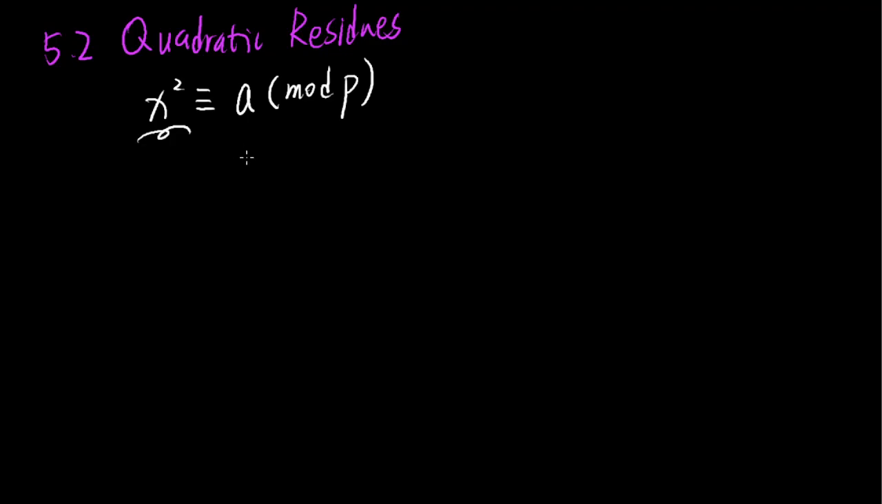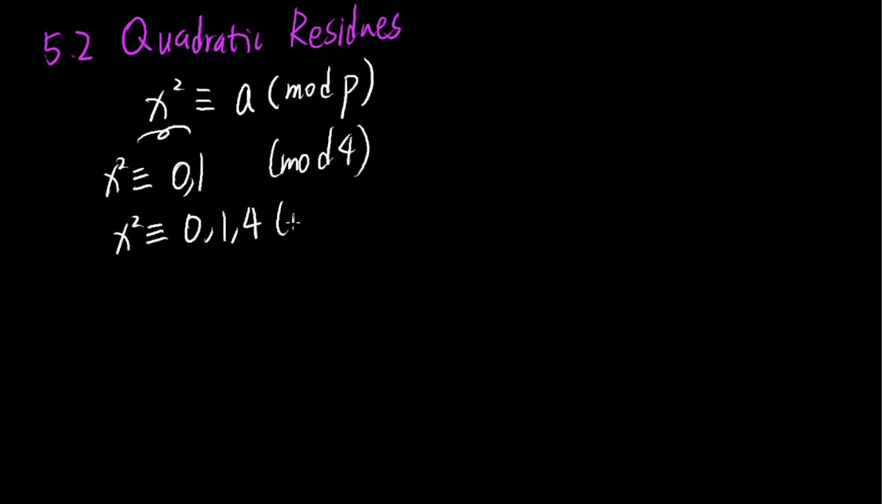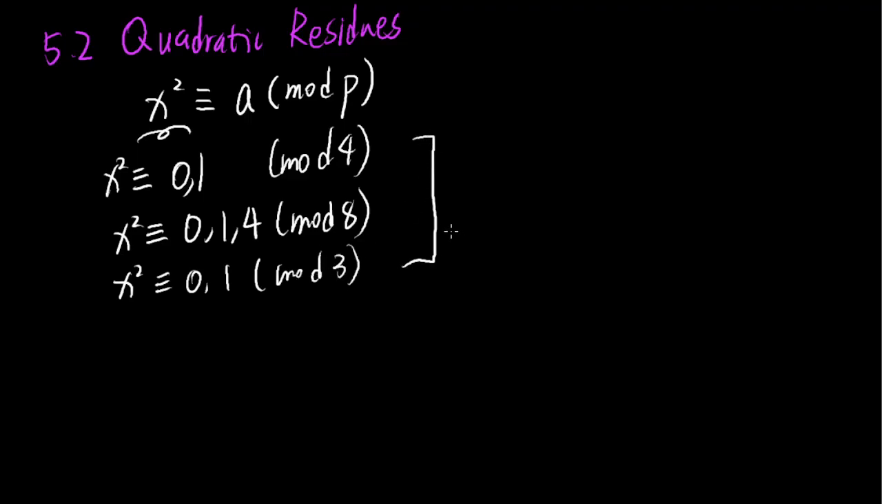We have some feeling when we are solving problems involving squares. For example, we sometimes consider mod 4, because x squared can only be 1 or 0 mod 4, right? And x squared can only be 0, 1, or 4 mod 8, right? And x squared can only be congruent to 0 or 1 mod 3, right? Here we get some sense.